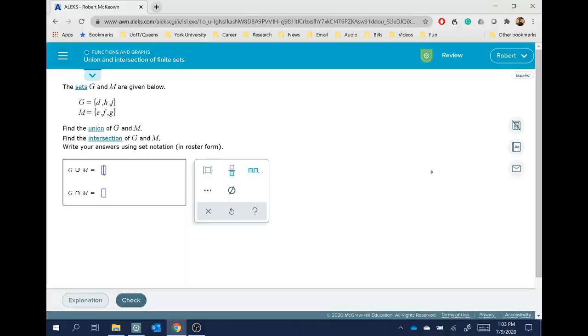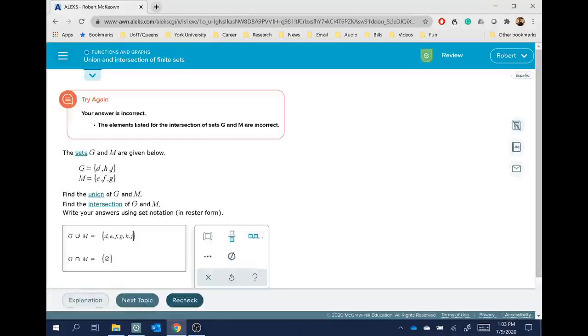Here's our question on ALEKS. So for the union of these two sets, I'm going to press this little button here to get the squiggly brackets that represent it as a set. And so the union has 6 variables in it. The intersection is the empty set. And let's see if I did it correctly. And I didn't.